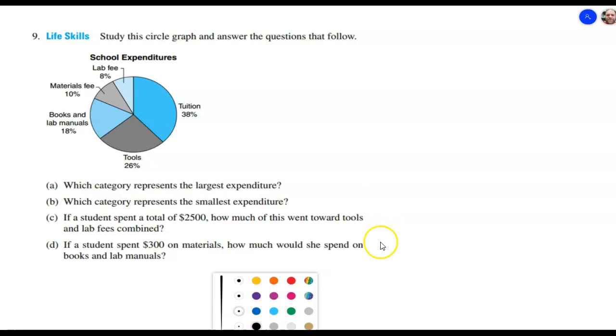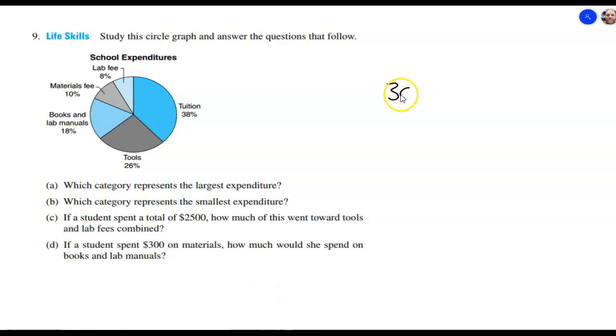All right, so for this one, one thing we can do is set up a proportion, and we know that $300 out of the total, this is the whole, so we'll call that the T for total, is equal to, and remember, this is materials. So materials is 10%. So that would be 10 over 100. So we set up a proportion here in order to find out the total that the student spent.